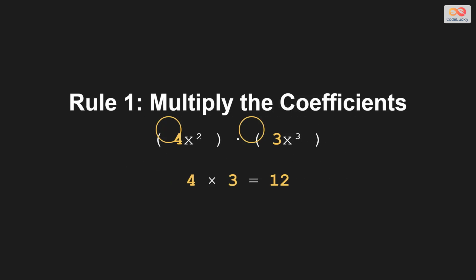When multiplying two monomials, the first step is to multiply their coefficients. For example, if we are multiplying 4x squared by 3x cubed, we first multiply the coefficients 4 and 3, which gives us 12.